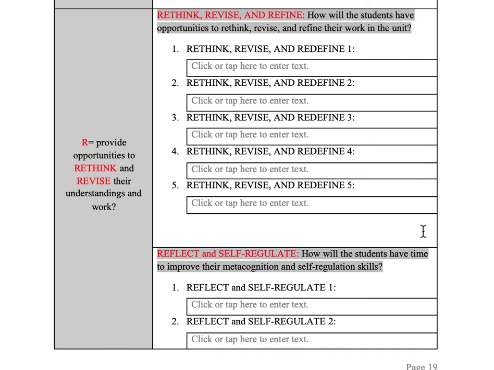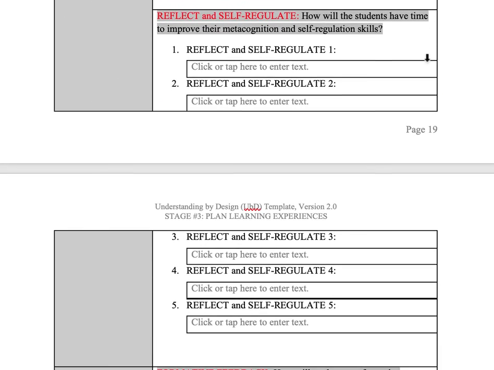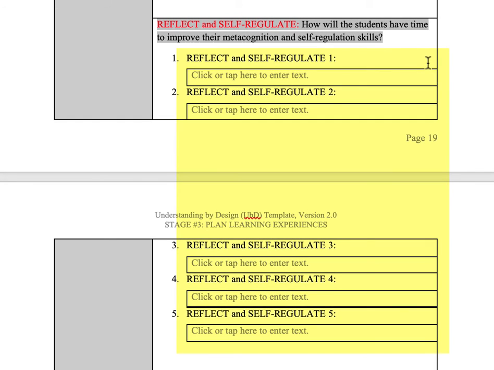So here you will want to list what opportunities and what events are going to happen in the class that allow students to rethink, revise, refine. And you will also want to list what opportunities they will have to reflect and self-regulate. This means really thinking about what they think when they're understanding these things, and also how they self-regulate as they develop new skills. Make sure you list those here in the reflect and self-regulate section.